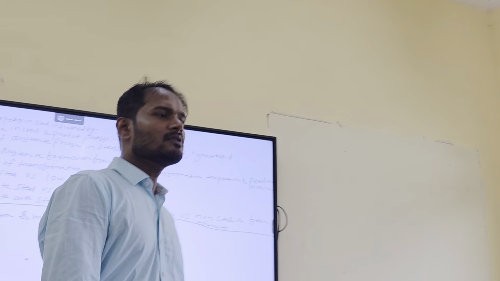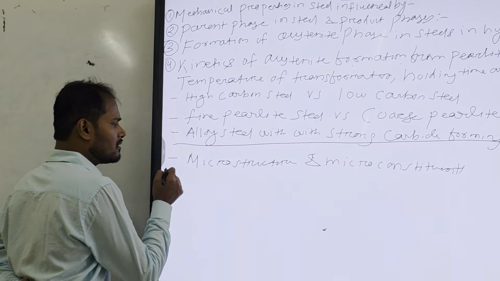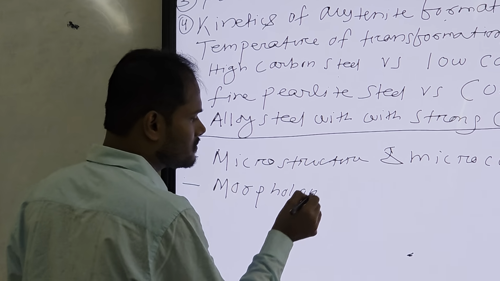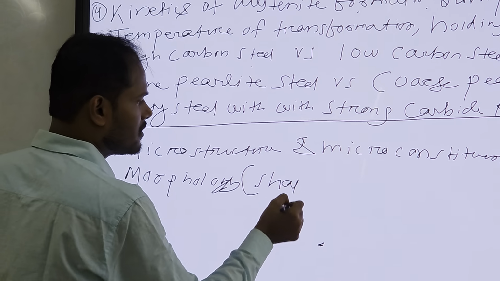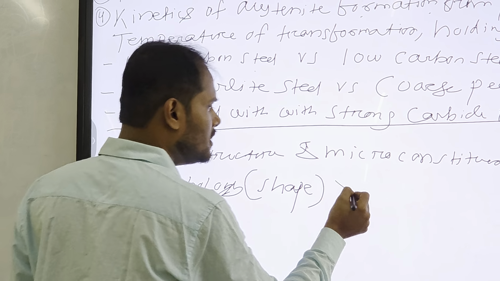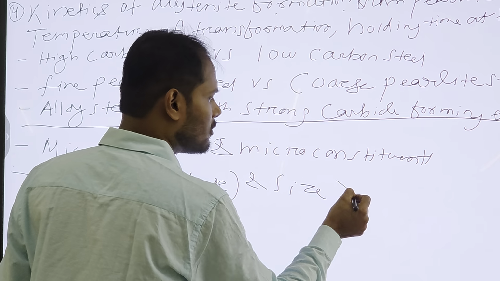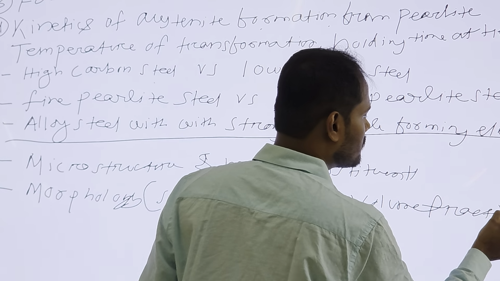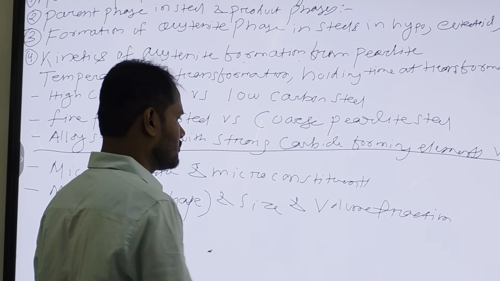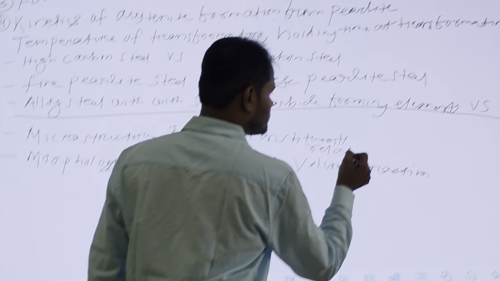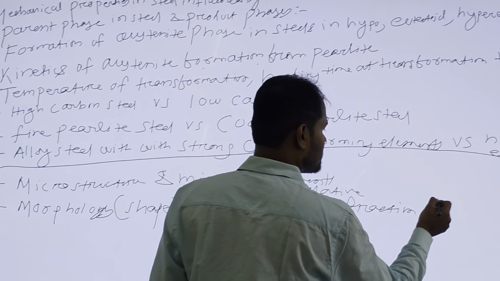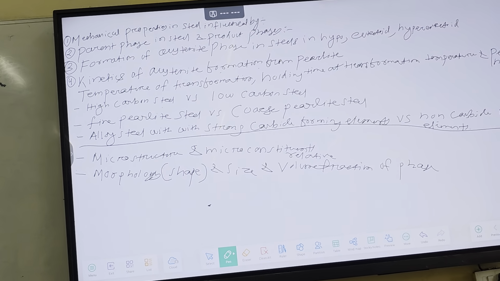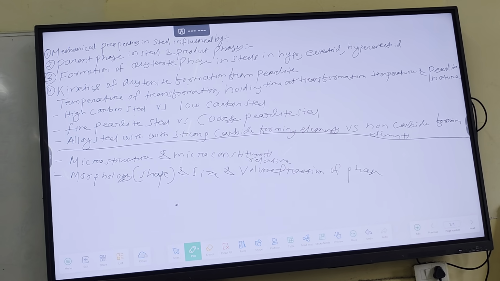Apart from that, there is another important point: morphology, which is basically shape or how they appear, and also size, and also volume fraction, or relative volume fraction of phases. So all will affect the property, right? And we already have discussed how to find out volume fraction, if you remember, by the lever rule, right?